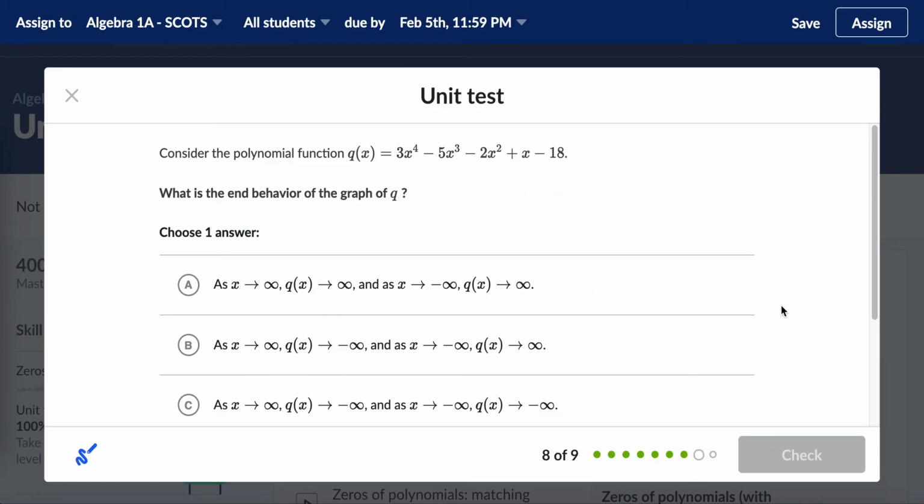All right, let's look at end behavior again. So end behavior, remember, we're looking at the degree and the leading coefficient. So the degree of a polynomial and the leading coefficient. The degree of this polynomial, if we look at it, is a 4, which is even. That means they're both going to go in the same direction. The leading coefficient, if we look at it, is a positive 3, so that's positive.